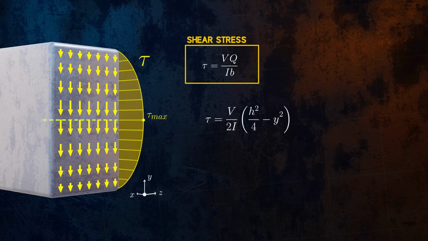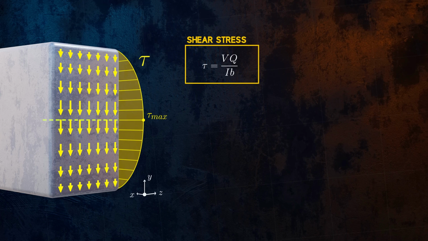By setting y to 0 in this equation, we obtain an equation for the maximum shear stress in rectangular cross-sections. It is equal to 1.5 times the average shear stress across the entire cross-section.